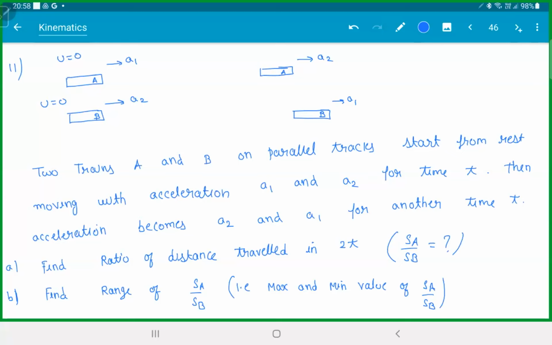So initially A is going with a1 for time t, then a2 for time t. B is going with a2 and then a1. Find the ratio of distance traveled SA by SB, and find the maximum and the minimum value of SA by SB.